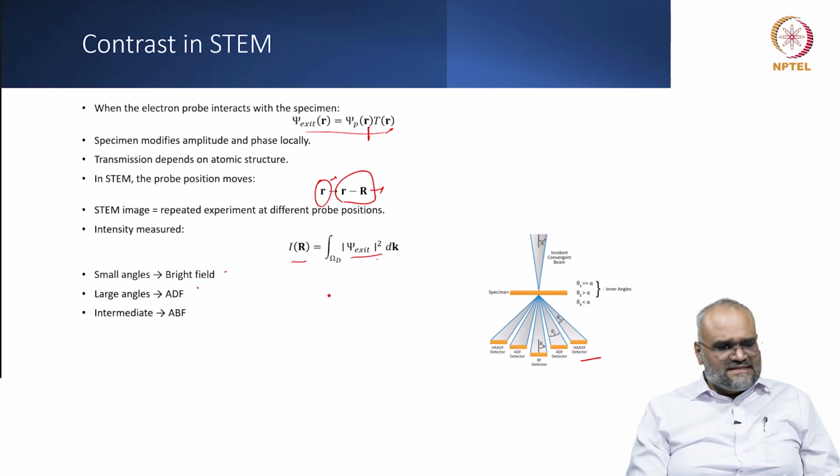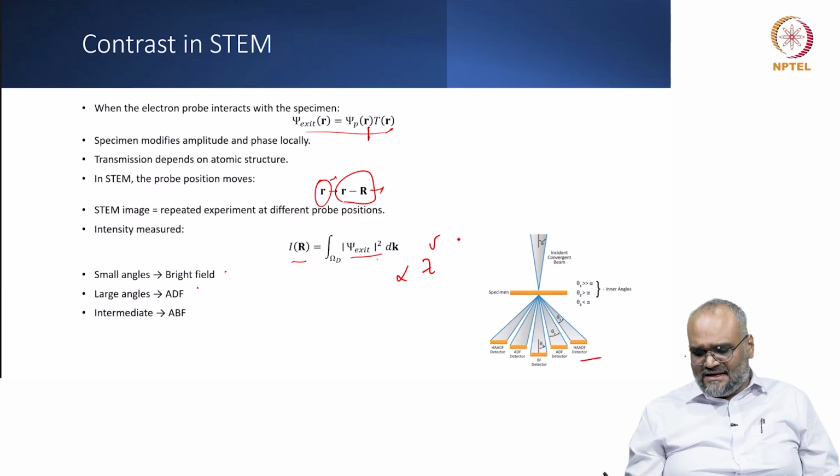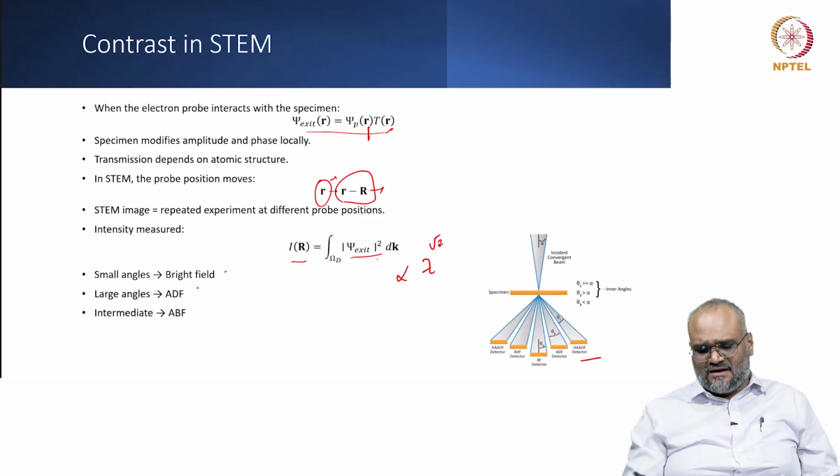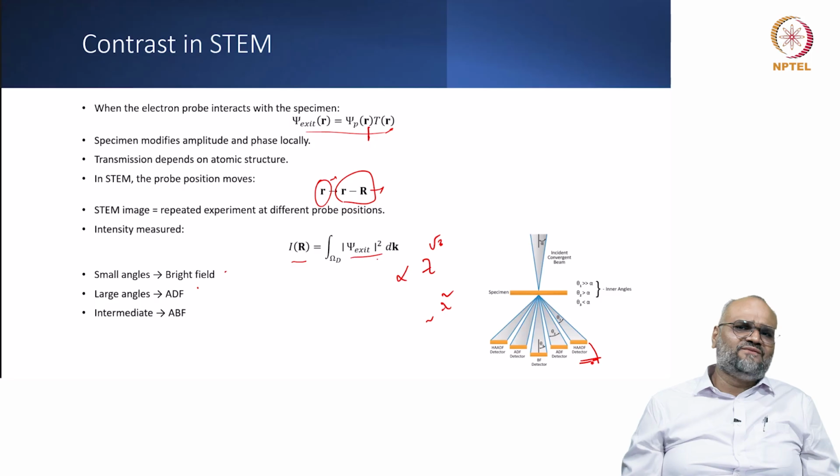For very large angles, this intensity that you record is actually proportional to the atomic number to the power of 1.5 (square root of Z cubed), or approximately Z squared, and this is called a high angle annular dark field image.